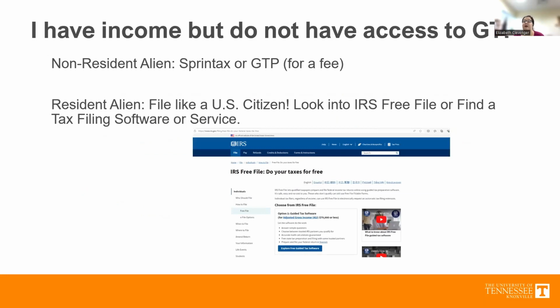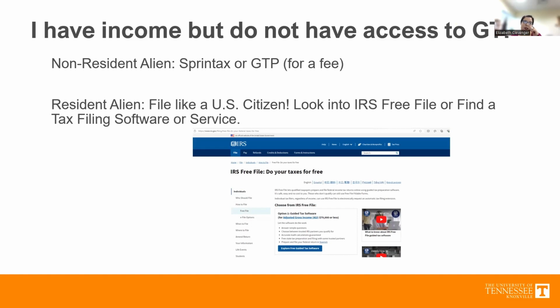So if you have income, but you do not have access to Glacier Tax Prep, these would be folks who have not worked on campus, have not worked for UT. So if you worked for an on-campus organization that's not UT, like Aramark, our dining services team, or if you had some kind of employment through curricular practical training or optional practical training, but not on UT's campus, you won't have access to GTP. But there are some services that you can use. If you are a non-resident alien, you can purchase access to GTP for a fee. I think it's somewhere in the neighborhood of $50, which is still a little bit cheaper than some of the options for US citizens.